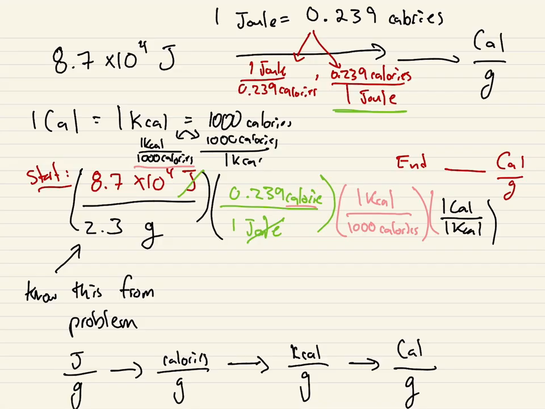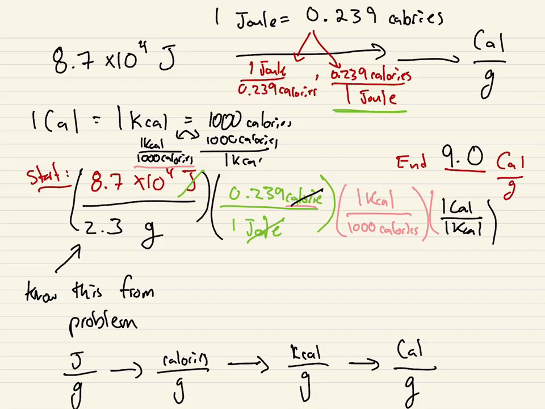So when we plug all that in, we get 87,000 times 0.239 divided by 2.3 divided by 1,000. And we have 2 sig figs from all the numbers that are given to us, 3. So our final answer should have 2 sig figs. So we get 9.0 calories per gram.